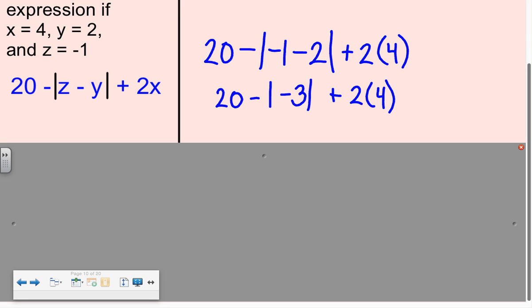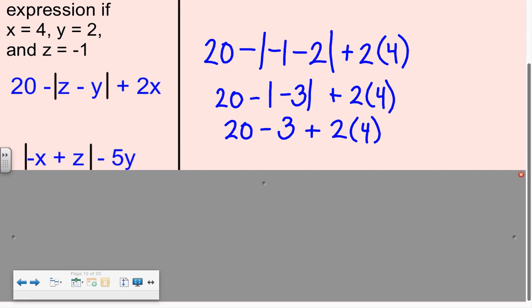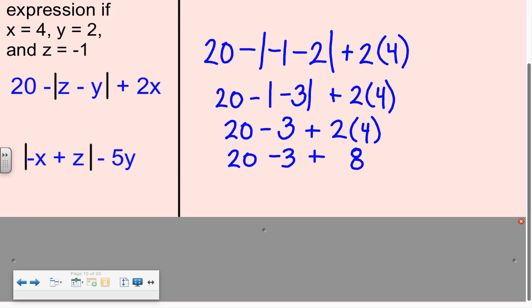Absolute value of -3 is 3. Bring everything down again. Now if I follow PEMDAS, I've got multiplication and subtraction and addition. So multiplication happens first. And then I add and subtract from left to right. So 20 minus 3 is 17. 17 plus 8 is 25.